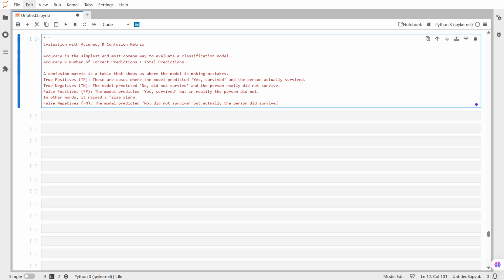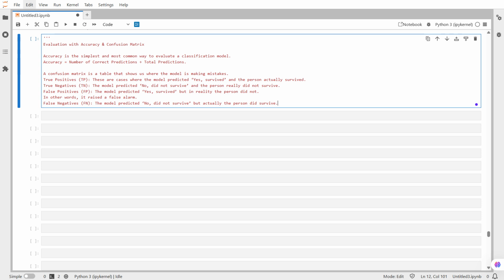That's where the confusion matrix comes in. So what is a confusion matrix? A confusion matrix is a table that shows us where the model is making mistakes. For binary classification, it is a simple 2 by 2 grid. On one side, we have the actual values, what really happened. On the other side, we have the predicted values, what the model guessed.